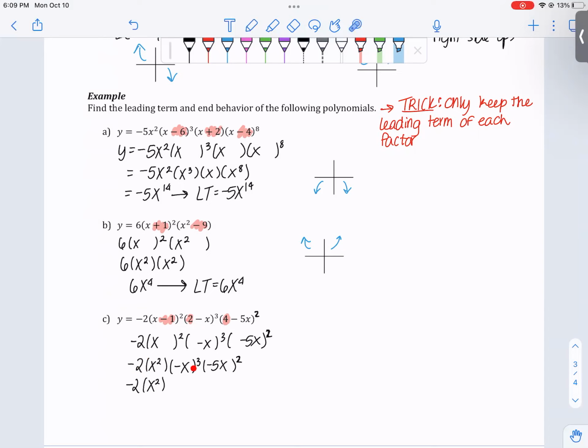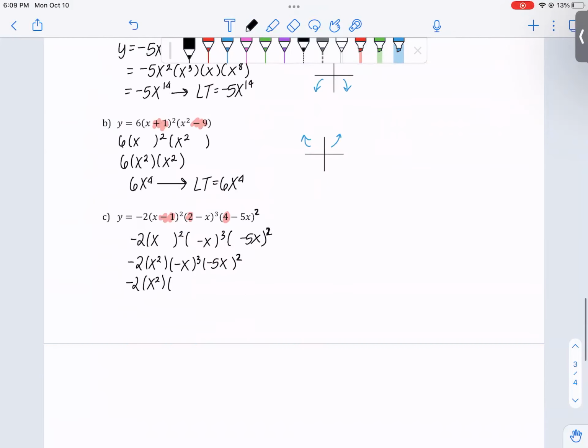If you cube negative x cubed, you get negative x cubed. I'm pretty sure I said that not the way I meant it. If you cube a negative, it stays negative. That's what I'm really trying to say here. So you get negative x cubed. But -5x squared, when you square -5x, this becomes -5x times -5x. 2 negatives make a positive, and then 2x squared.